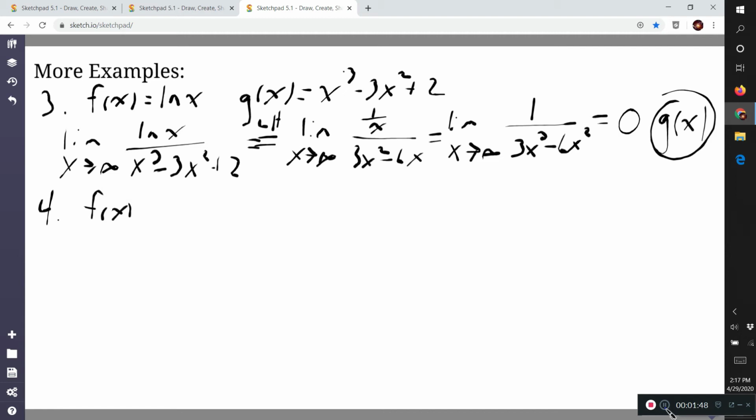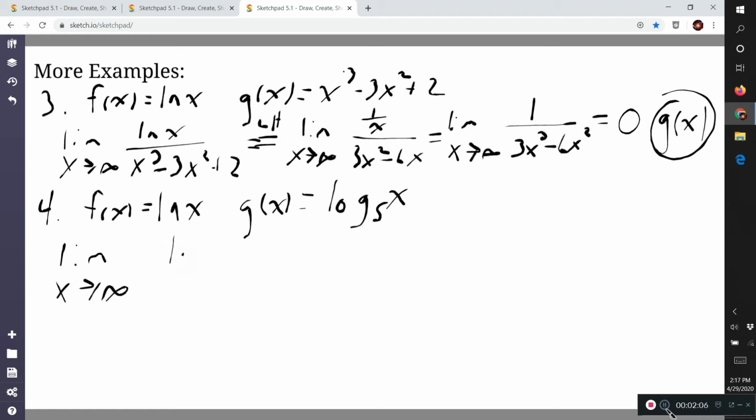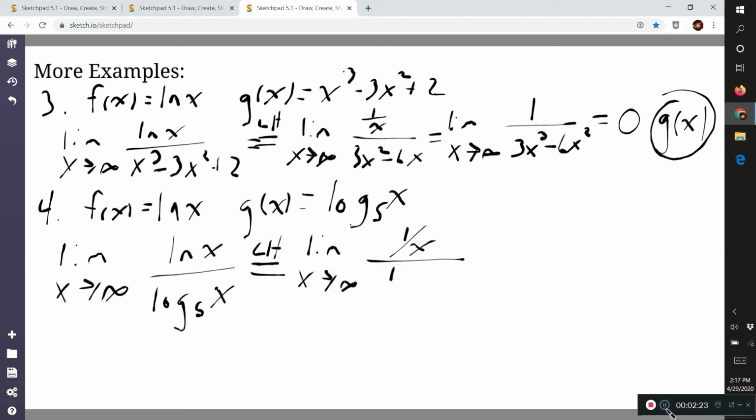Let's let f of x be natural log of x and g of x be, let's do another logarithm, log base 5 of x. So limit as x goes to infinity, again, doesn't matter which one goes on top, ln x over log base 5 of x. A lot of people forget the rules for logarithm derivatives. So we're doing L'Hopital's rule because we get infinity over infinity. Limit as x goes to infinity. Natural log of x derivative is 1 over x. But for log base 5, remember it's 1 over x times the logarithm of the base.